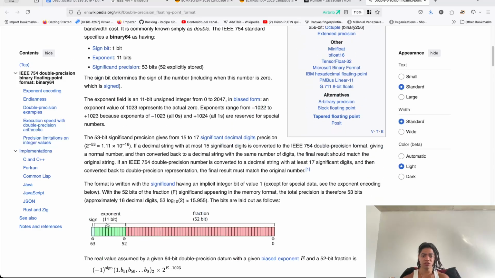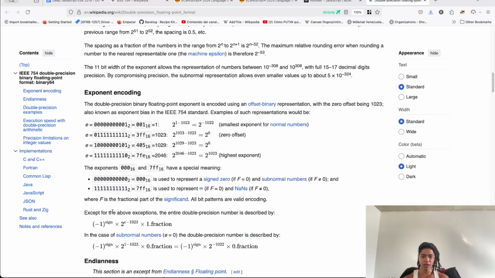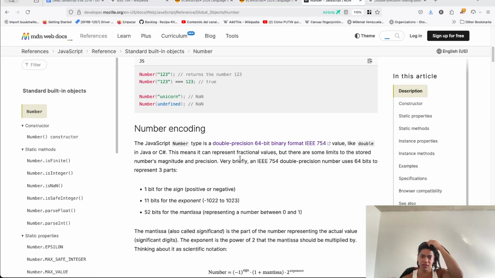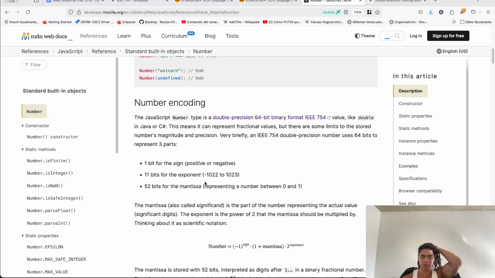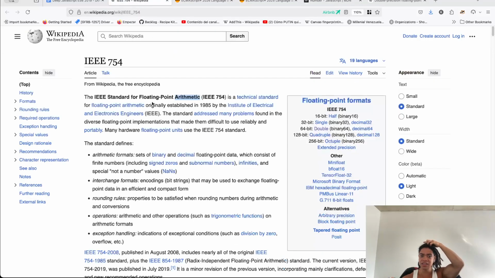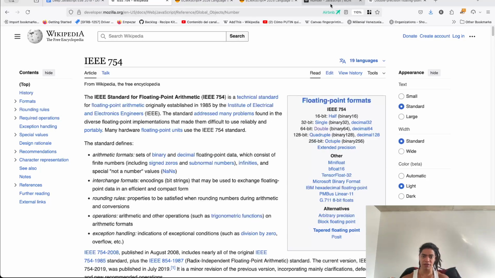Sometimes we want to express the exponent and the fraction, okay, which in our case has 1 bit for sign, positive or negative. And as you can see here, this is a standard that allows us to represent numbers. It's a technical standard specifically for floating point arithmetic.